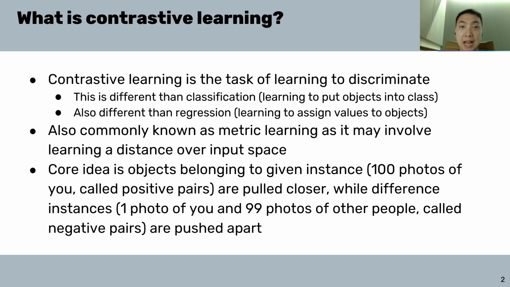So suppose I have 100 photos of you taken from different times and angles. We call them positive pairs. The goal of contrastive learning is to pull all the vectors corresponding to these images closer together, while if I have 99 photos of a different person and one photo of you, I want to push those 99 vectors away from your vector.